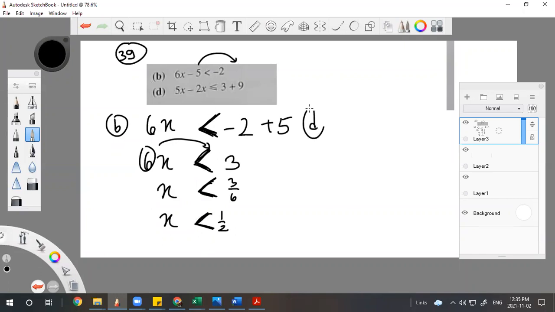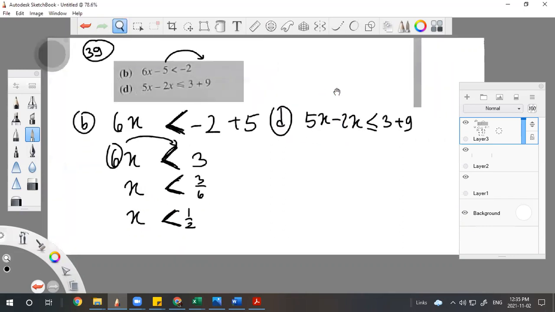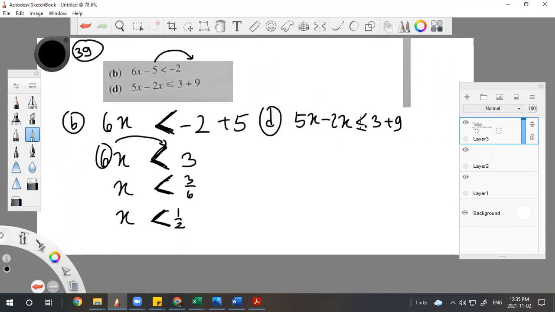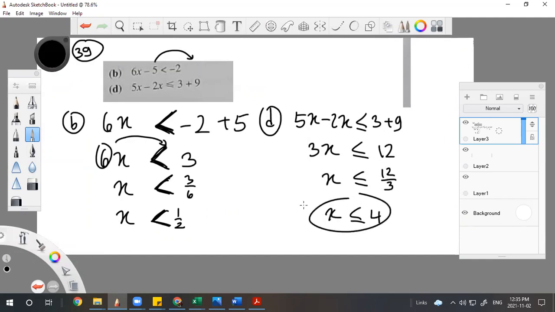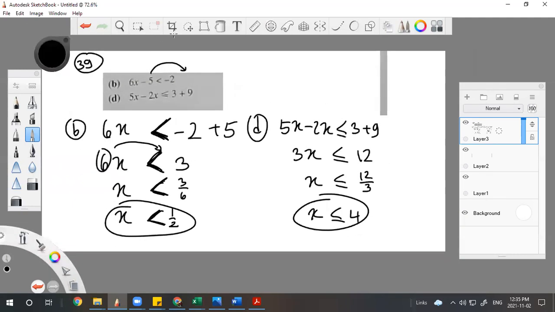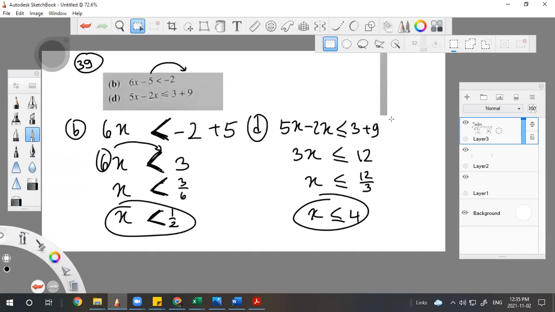Oke, part D. Ini gampang ya, simple ini ya. Oh, udah dipindahin lagi di satu part. Udah semua di satu sisi. One hand side. Less than equals to 12. So x is less than equals to 12 divided by 3. So x is less than or equal to 4. Done. Okay, for inequality part is simple.